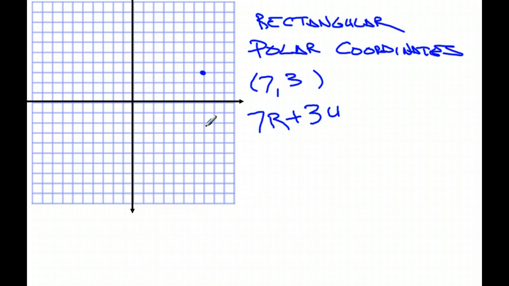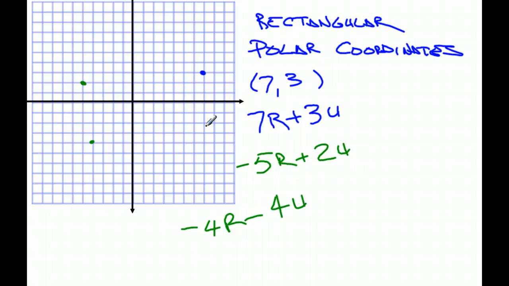Let's say I've got a point that's over here. We do not use 7L for 7 to the left. What we're going to do is go 1, 2, 3, 4, 5. We're going 5 in the opposite direction, so we're going to call it negative 5R plus 2U. And you do the same thing when you're down here. So we're at negative 4R minus 1, 2, 3, 4, 4U.